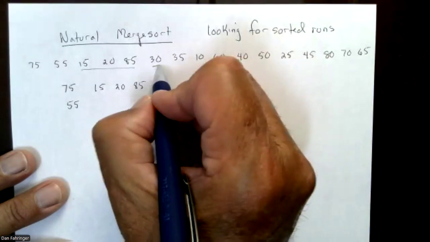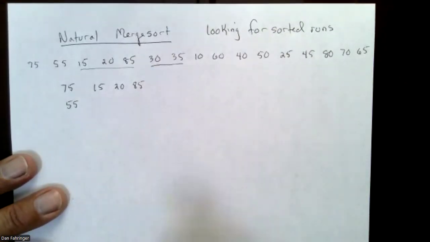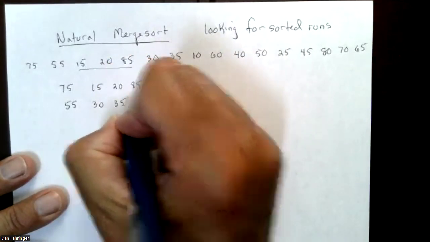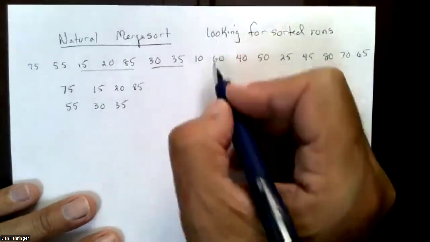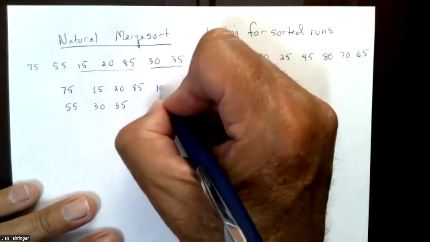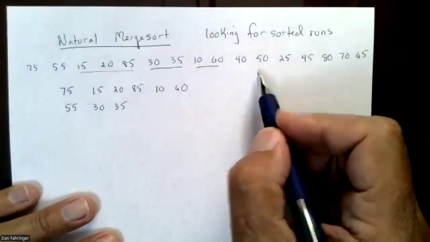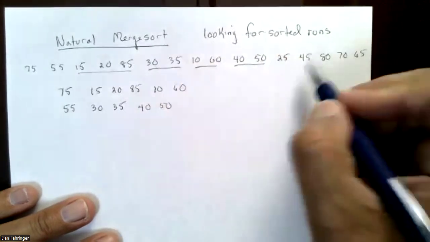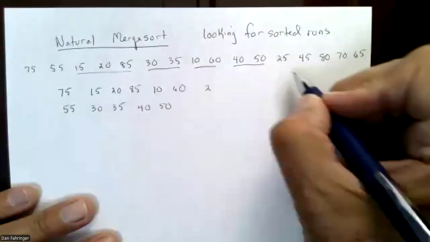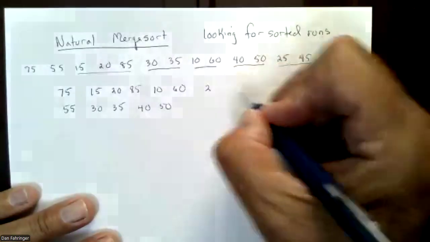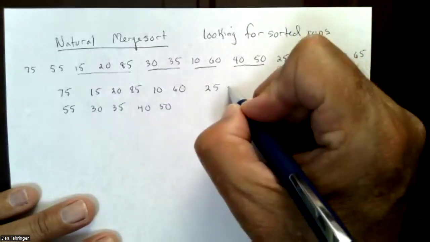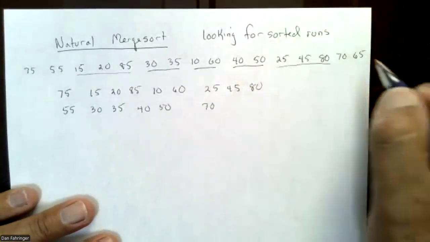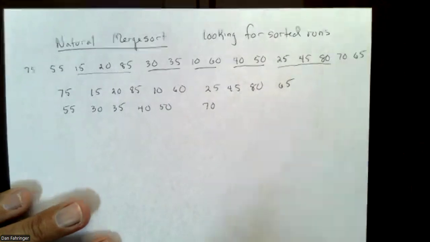Here's another sorted run. 30 and 35. That's going to go in my second list. Here's a run. I'm back to the first list. There's a run. I'm back to my second list. 25. There's a run. 25, 40, and 80. 25, 45, and 80. Then I go 70 and 65.